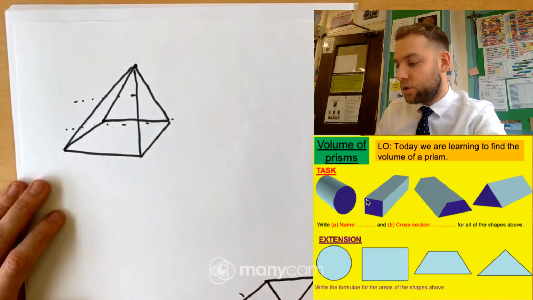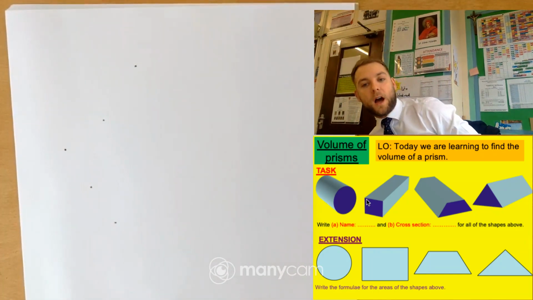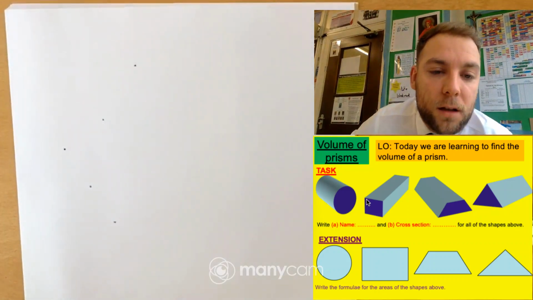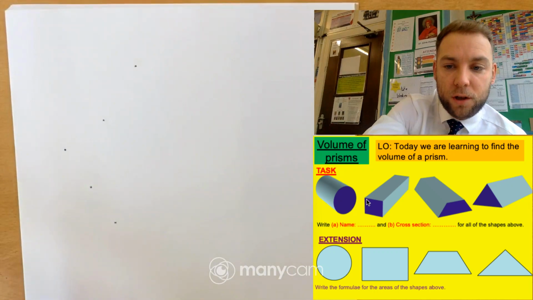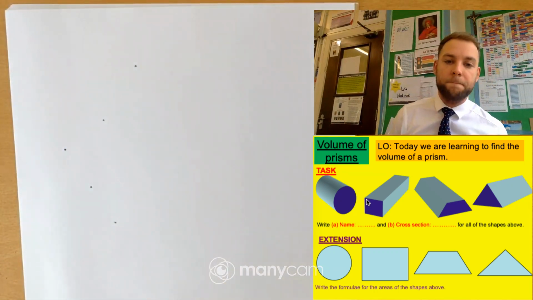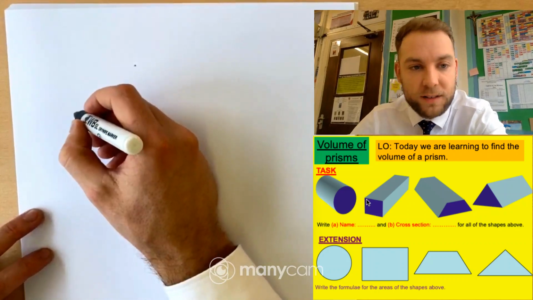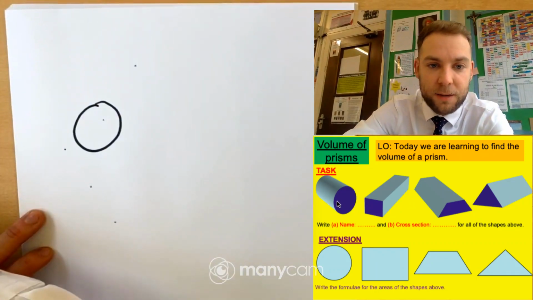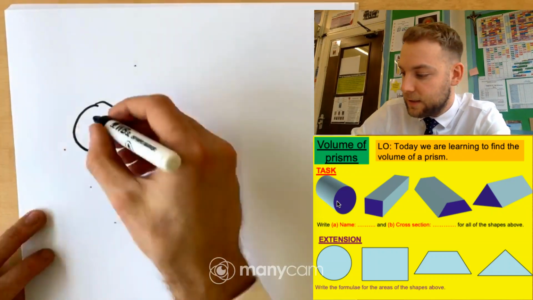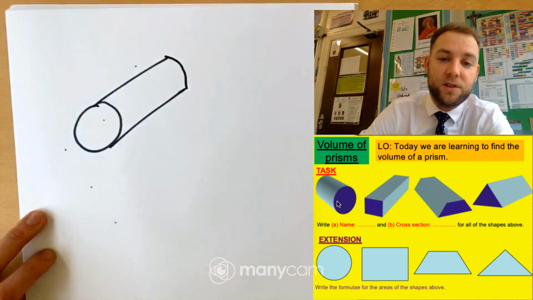So what we're looking at next is I want to show you what the different types of prism are. So here we've got a cylinder. That's the first one here. That's the first name of this shape. It's a cylinder. Now we know every shape down here is a circle.